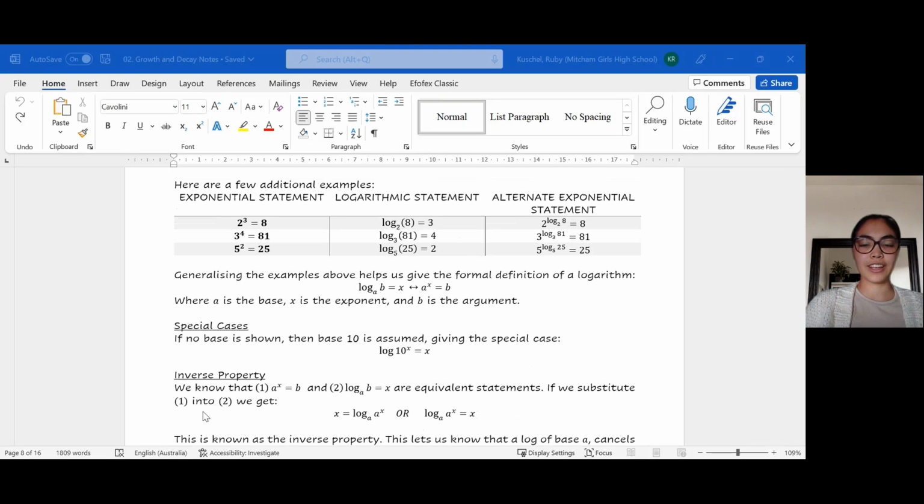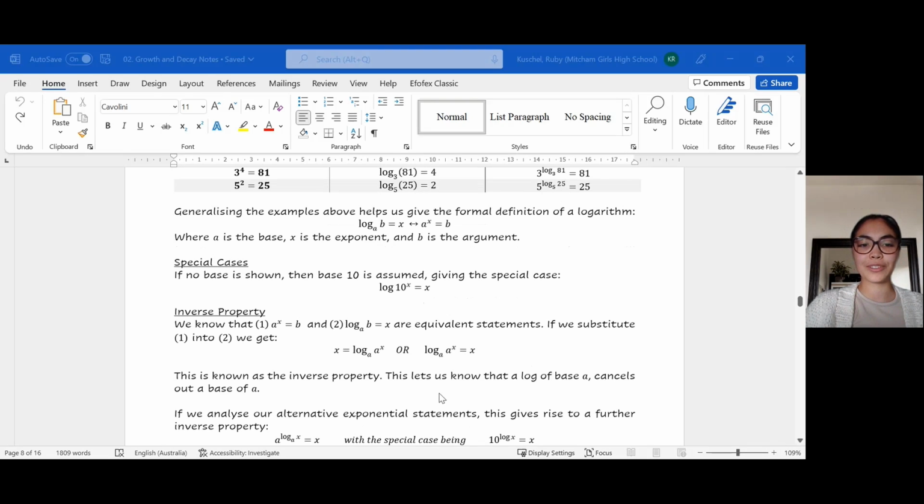If we substituted 1 into 2, then we'll actually find that we get this argument down here, our inverse property, where we're saying that log base a of a to the x is equal to x. And this is what I was talking about up here, you might have noticed a bit of a pattern where if we have the same base for our log and our exponential, it's actually just equal to this argument over here. And this allows us to start cancelling out and using these to our advantage to solve some equations.